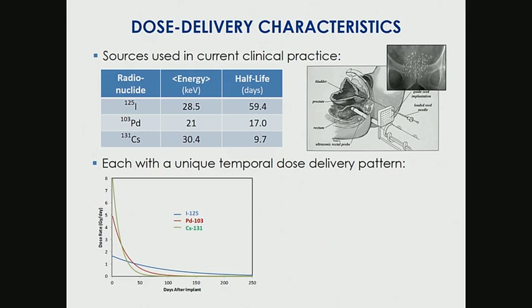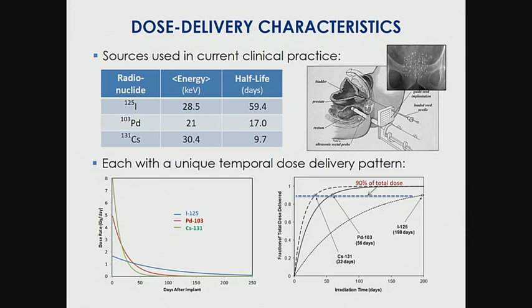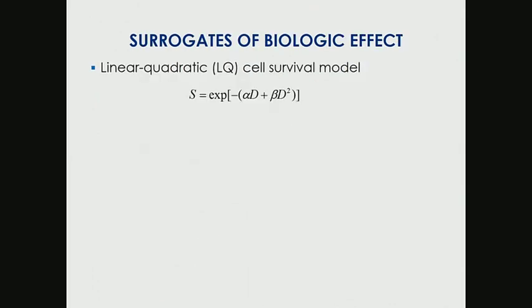And also when you use different sources with different decay half-lives, the time it takes to deliver a major portion of the therapeutic dose, for example, 90% of the total dose, can be quite different between different sources. For cesium-131 and iodine-125, the difference is between about 1 month to 6 months. So radiobiology provides a scientific framework and useful tools for examining the potential impact of such different temporal dose delivery patterns on treatment outcome.